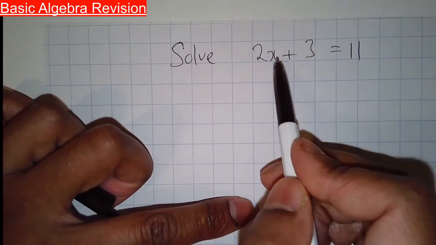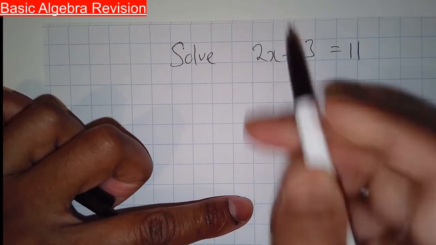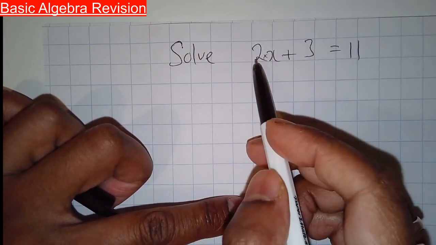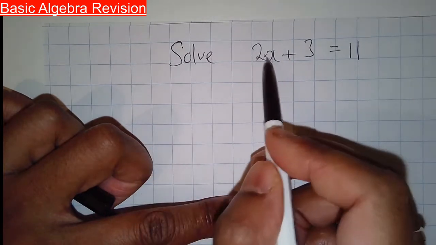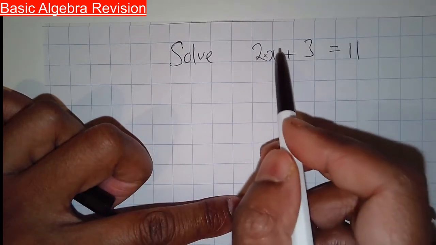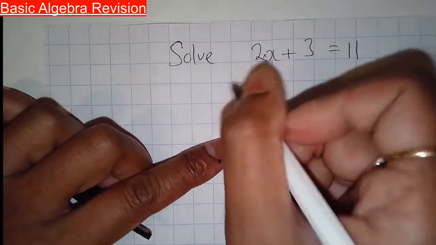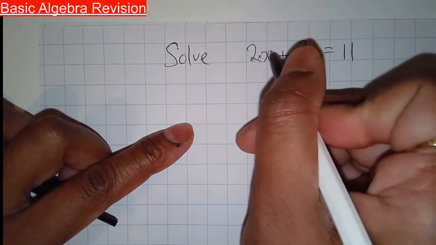Equations have equal symbols. So basically this is saying it's something times 2, add 3, to give me 11. Something times 2 add 3, that makes 11. So I need to work out what that something is. I can use a function machine to do this. Look, something.